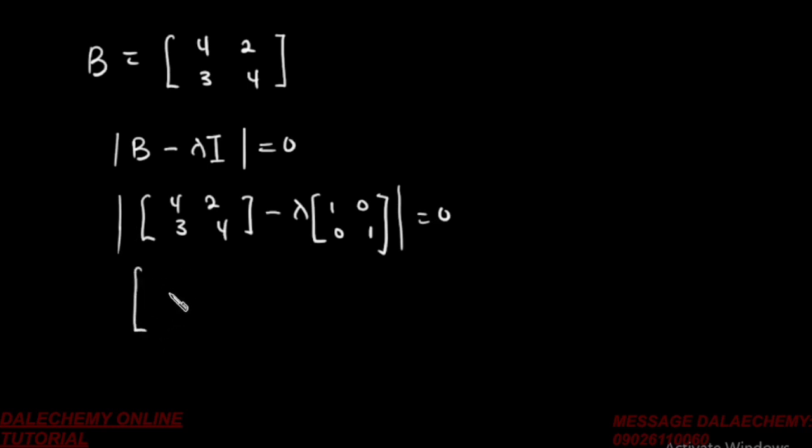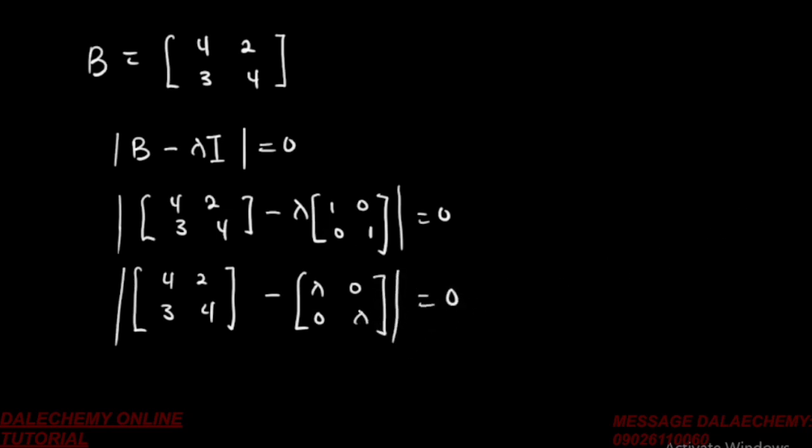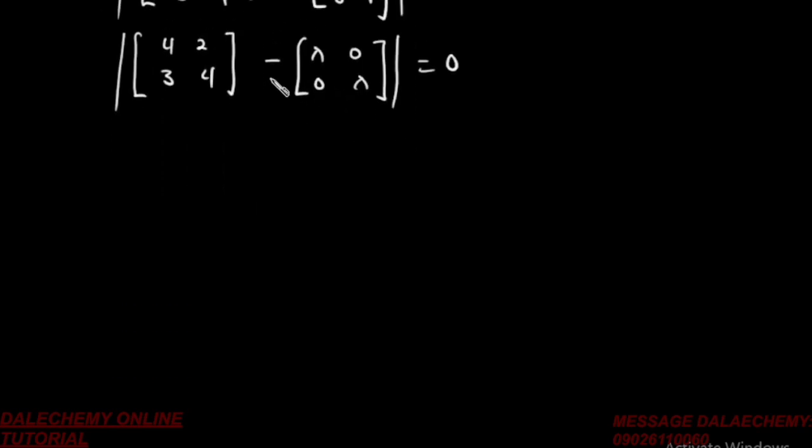Now, we have [4 2; 3 4] minus, when you multiply lambda by this matrix, we have lambda times 1, lambda times 0, that's 0, then lambda times 0, 0, lambda times 1, that's lambda, to give 0. Now, we have to subtract this matrix from this matrix, and that's going to be done element by element. So that will be 4 minus lambda, 2 minus 0, 3 minus 0, and 4 minus lambda, equal 0.